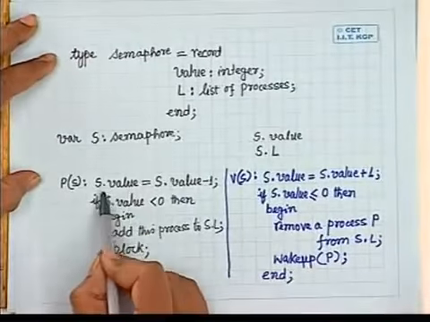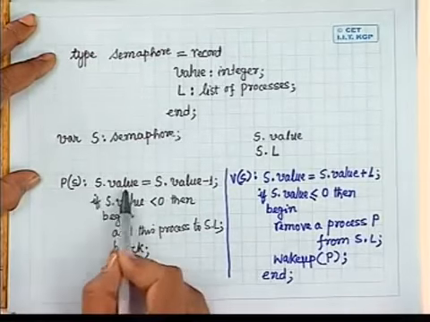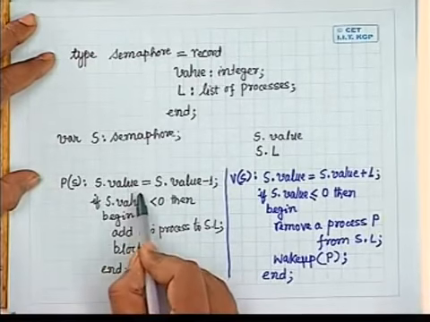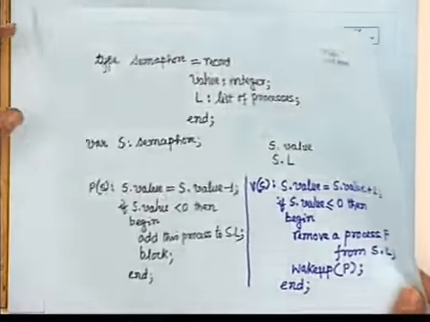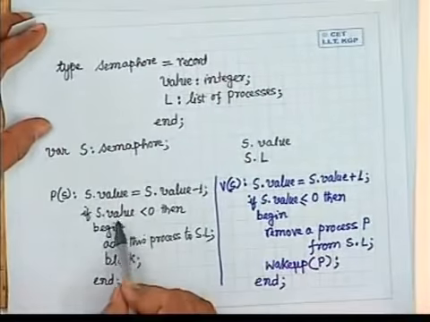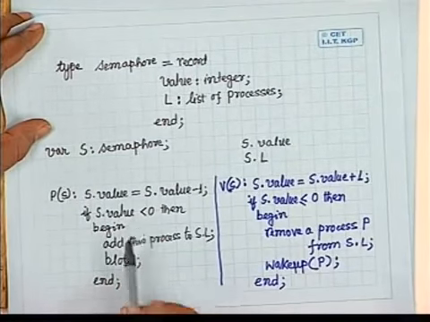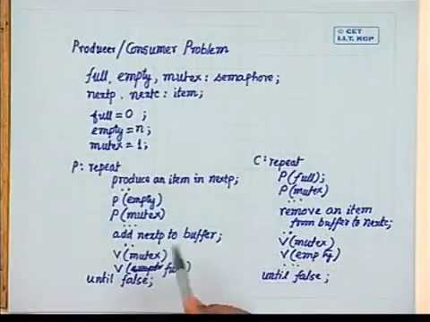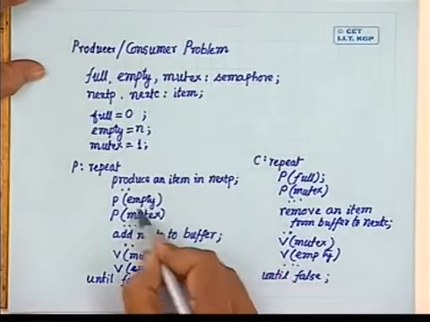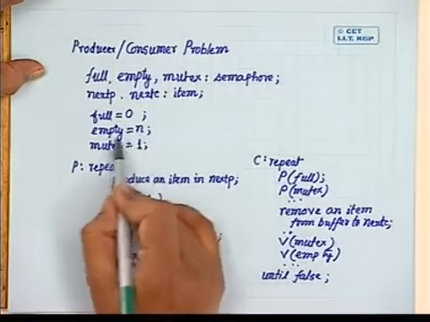So, you find that in case of a semaphore variable, every P operation on the semaphore variable decrements the value of the semaphore variable by 1. Okay. And after decrementation, if it finds that the value is less than 0, in that case the process will be blocked. So, here also first the producer process performs this P(empty) operation.